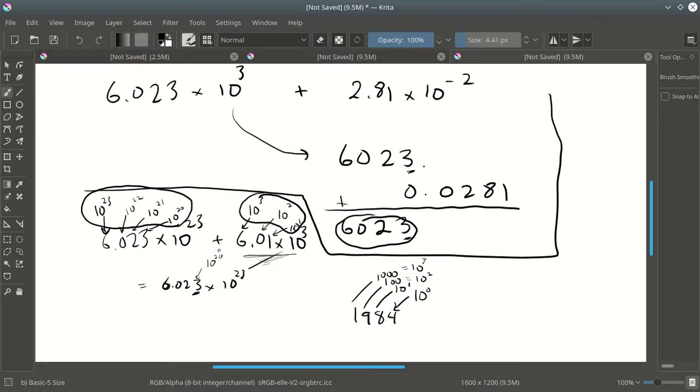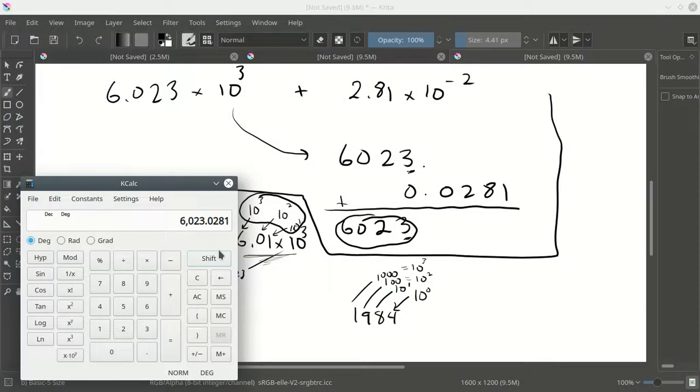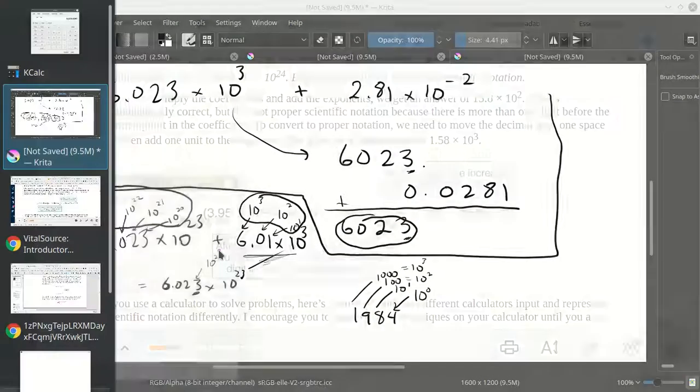So that's how you would figure out how to add or subtract something in scientific notation. That's how you should do it, with pencil and paper. You will not have to do this very often. Maybe just once or twice in the whole course.